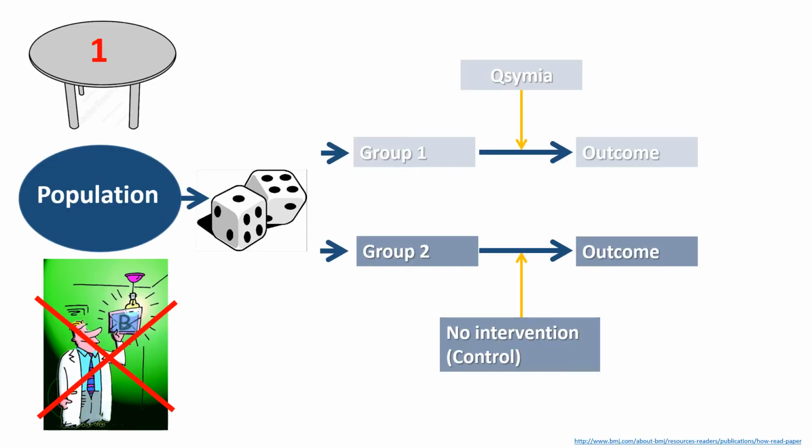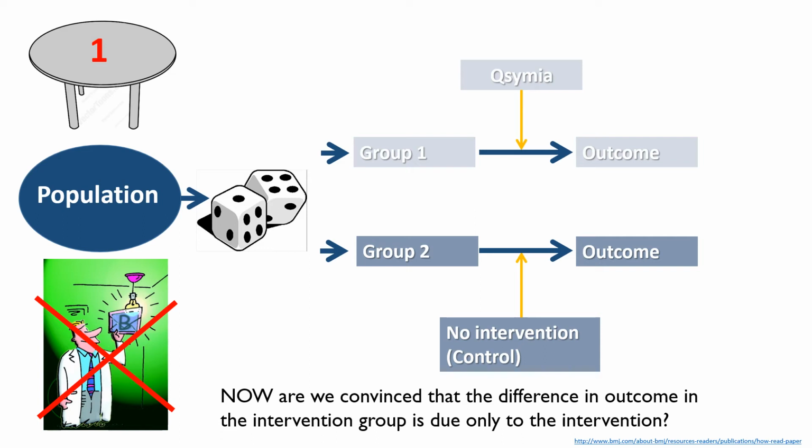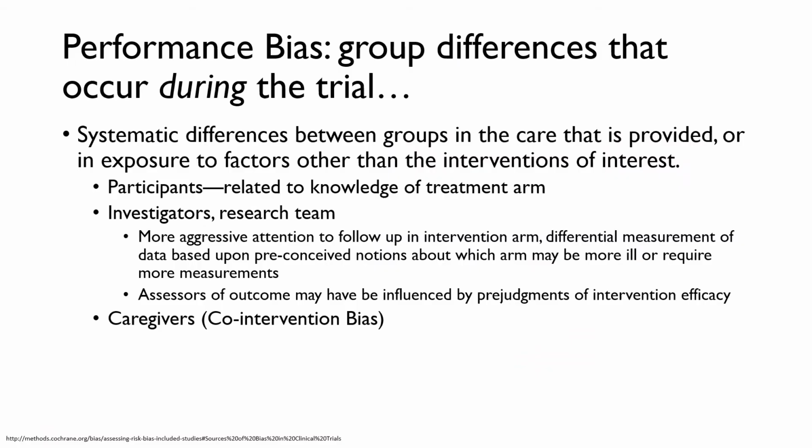All right, so now let's go back to our trial. We're good now, right? We have randomized, we have concealed allocation, we've looked at our table 1, everything's looking good, we do our trial. Now are we convinced that the difference that we're seeing in the outcome is due to the intervention group alone and nothing else? Unfortunately, no. There are further biases that can occur during the course of the trial that we need to be aware of to try to minimize.